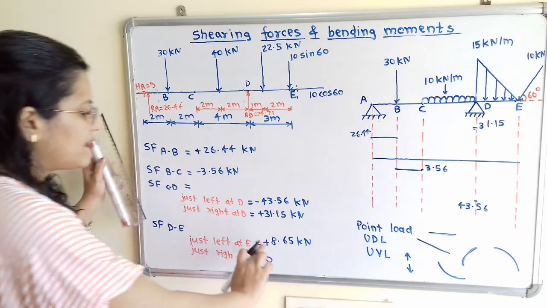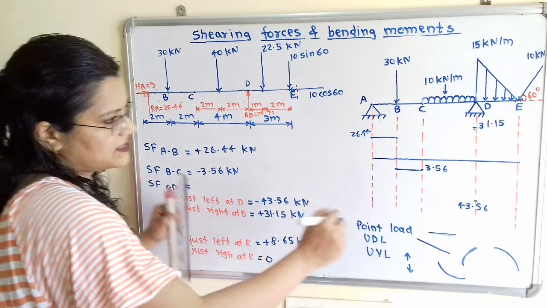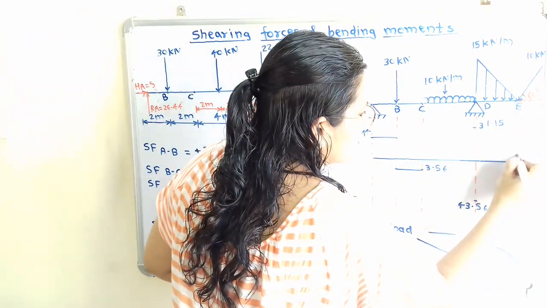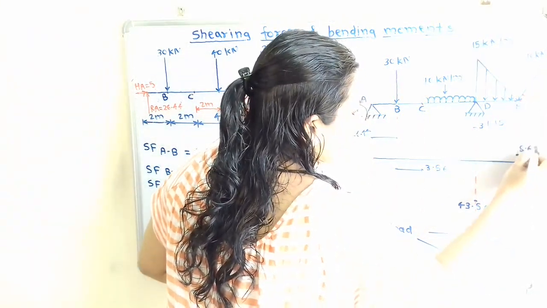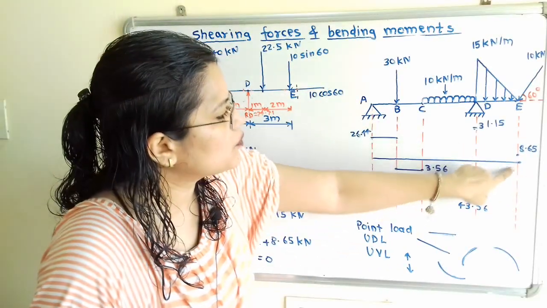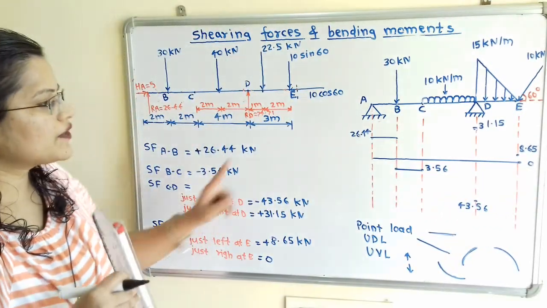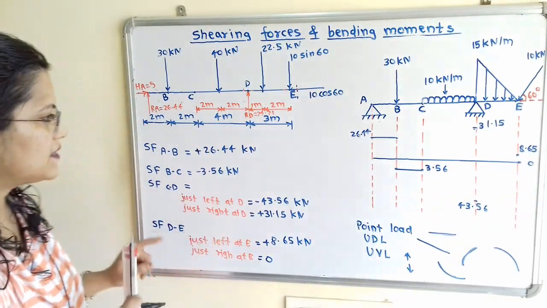So just left at E it is 8.65. So it is having positive sign. So I will mention here 8.65 and next one is 0. So on the same line we have to plot this 8.65 and 0. Now we have to complete this diagram.